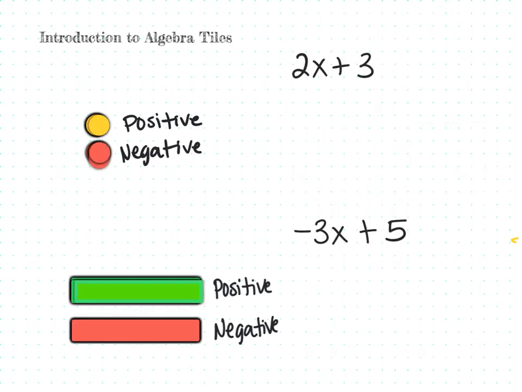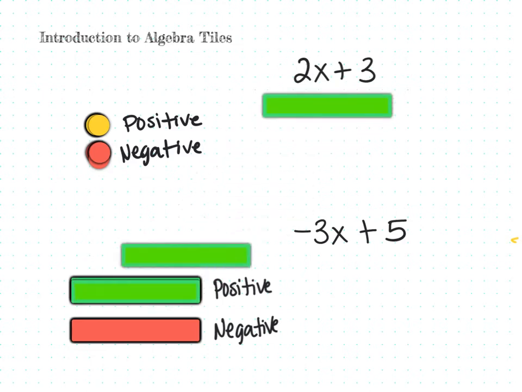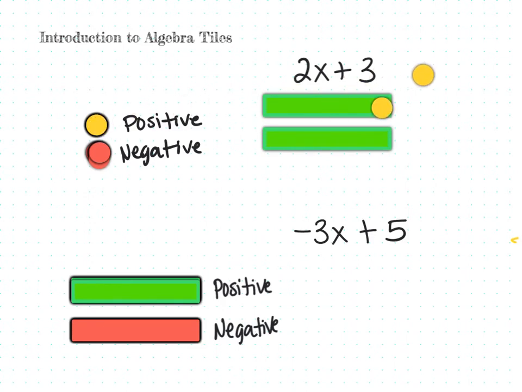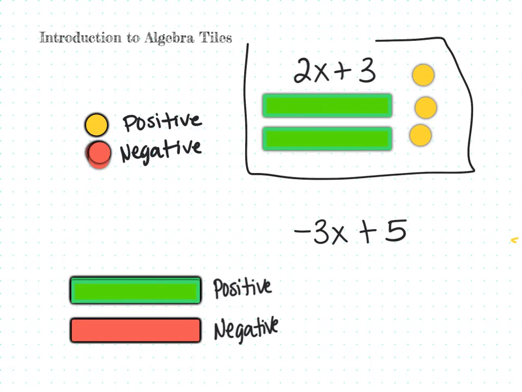Okay, so now let's look at what happens when we have a combination of variables and constants. So in this first example, we have 2 x's, and then we have +3. So that means 3 positives. So I'm going to take 2 of my positive x's, and I'm going to take 3 of my positive variables. Sorry, my positive constants. And that is how I would model 2x plus 3.